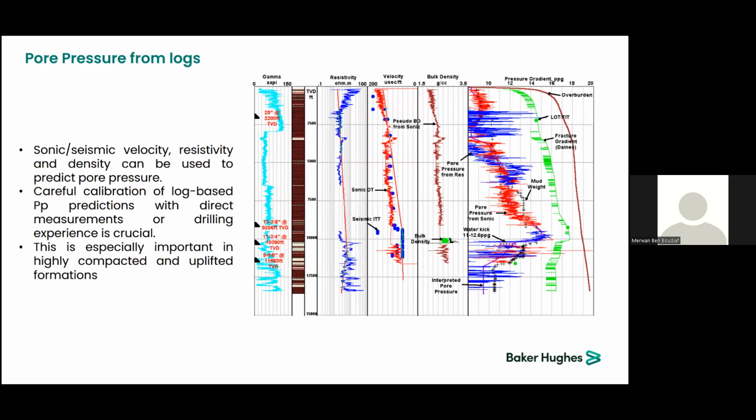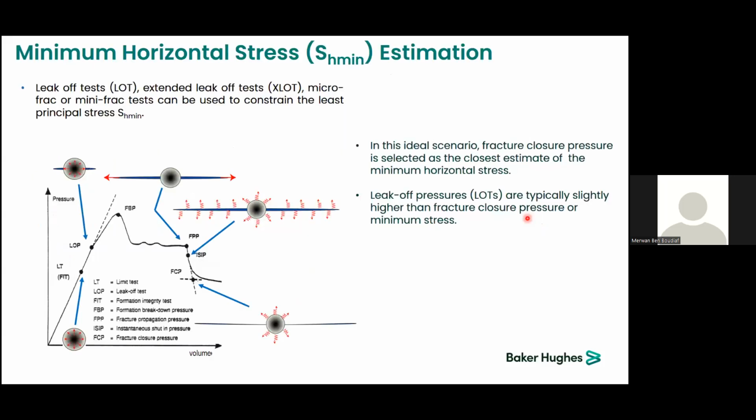So now we're going to minimum horizontal stress estimation. Usually the minimum horizontal stress is estimated from leak-off tests, extended leak-off tests or mini-frac tests. Mainly those are the same kind of operations with minor variations.